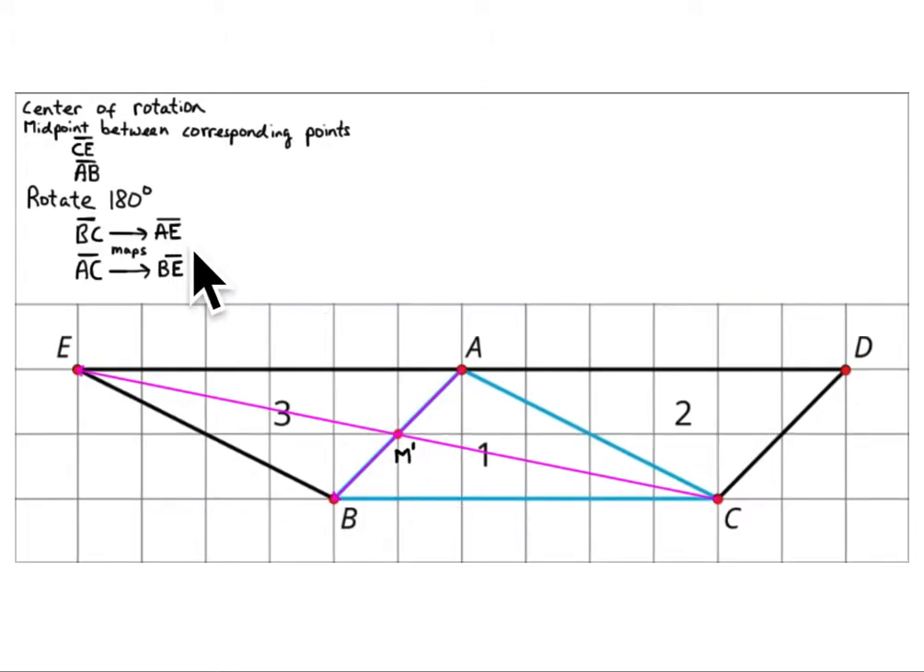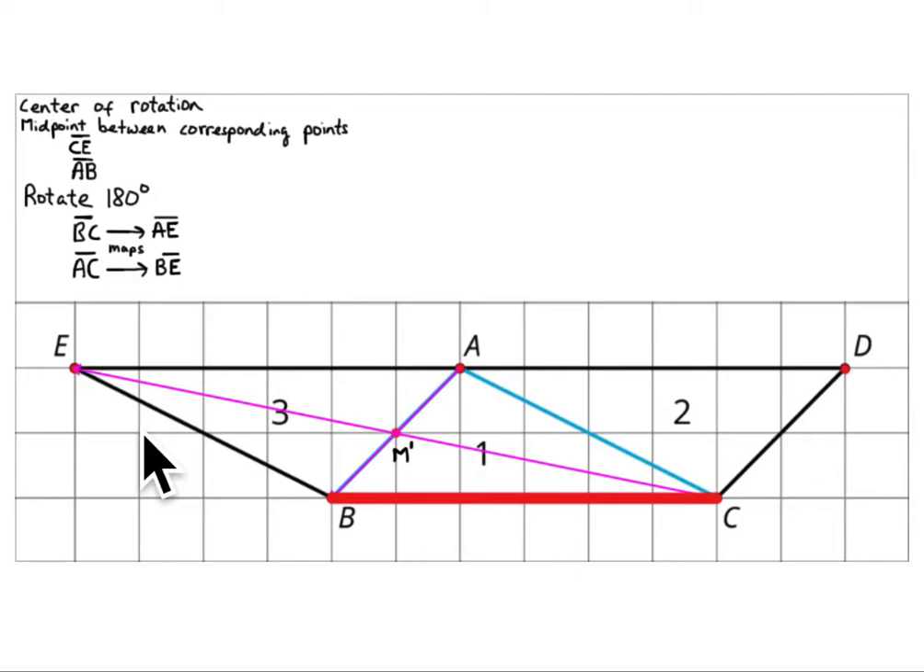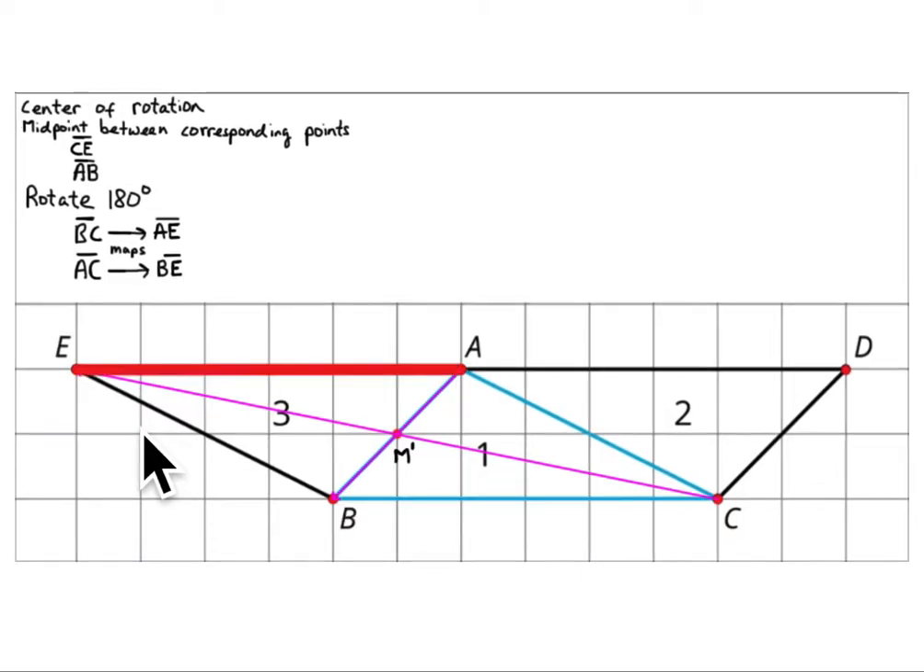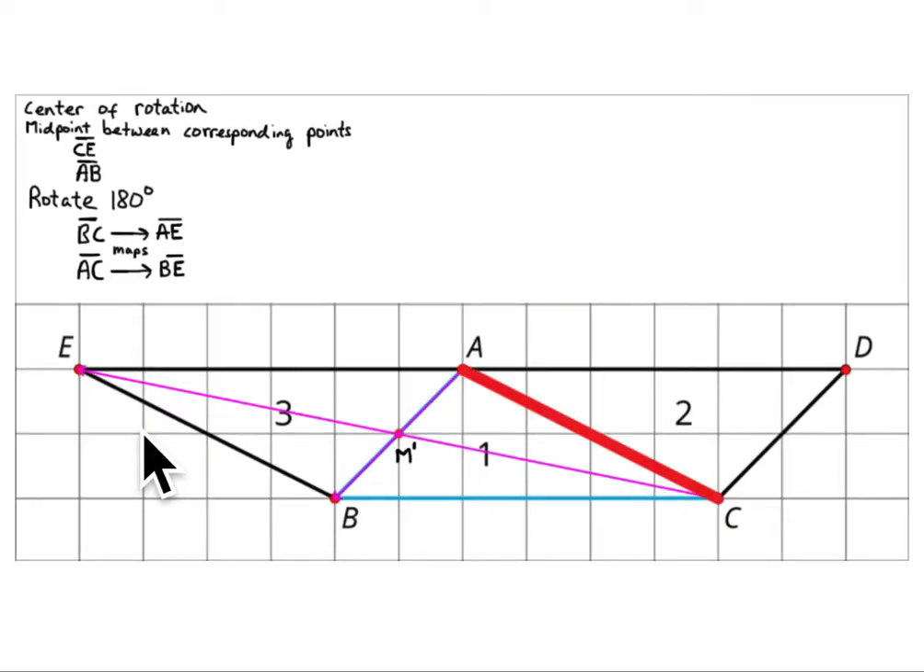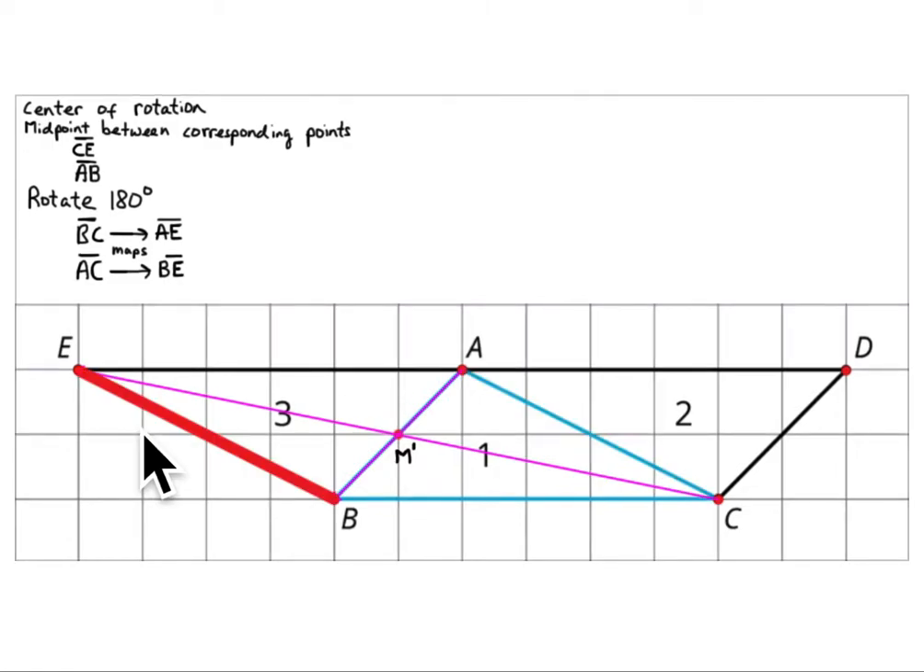And so BC is going to go to AE. So BC is going to rotate around, and it's going to map to AE. And AC, which is right here, is going to rotate around and map to BE right here. So let me show you that. BC is going to map to AE, and AC is going to map to BE.